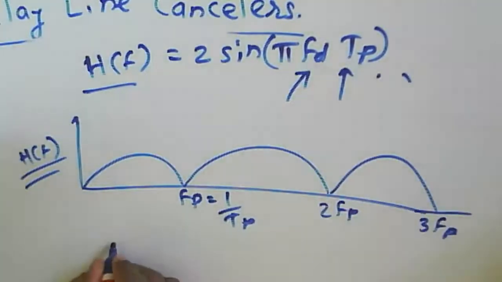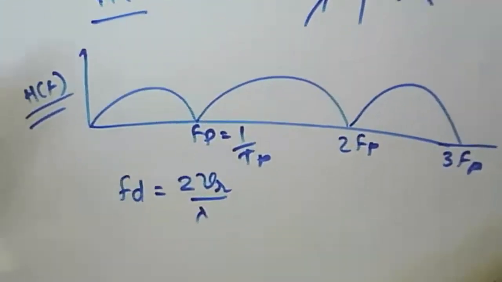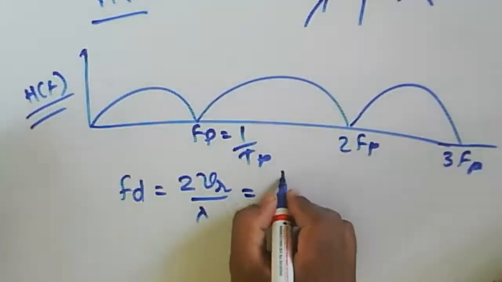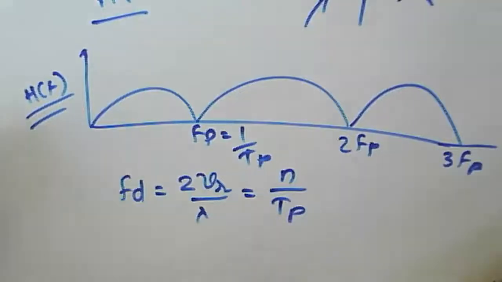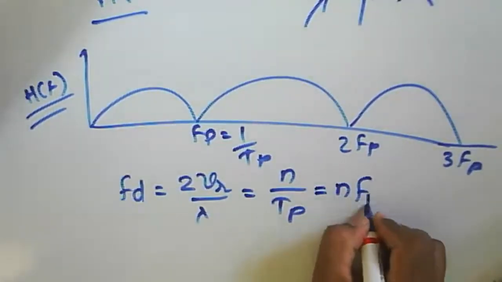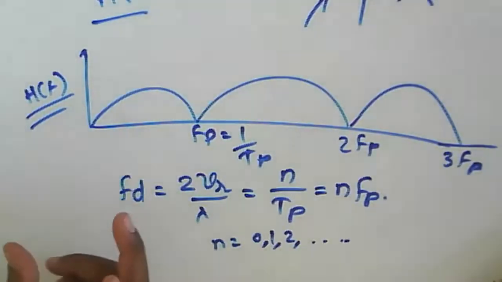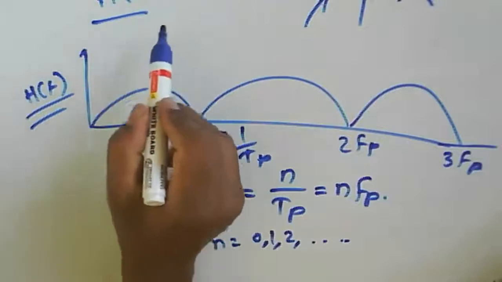And the blind speed, as we said earlier, Fd is equal to twice Vr by lambda. The blind speed is equal to n by TP, that is, n times fp, where n starts from 0, 1, 2, and likewise.